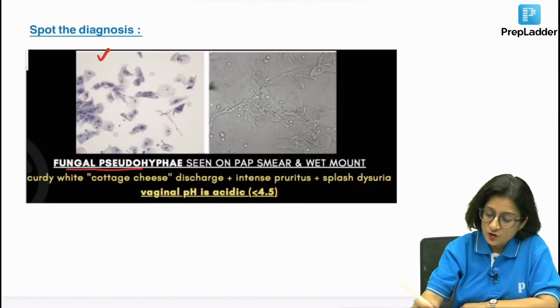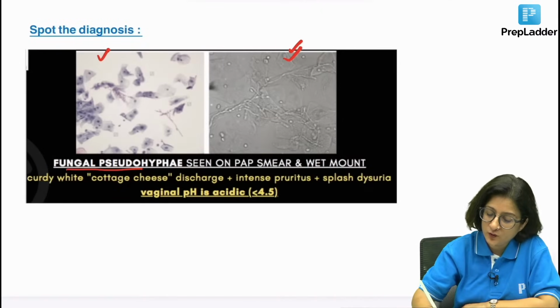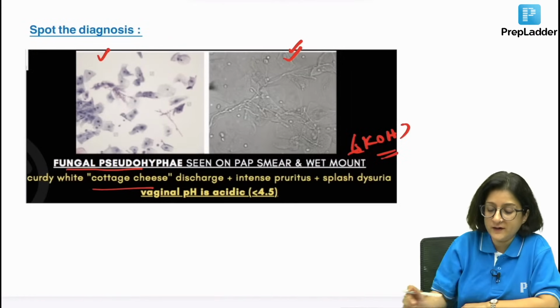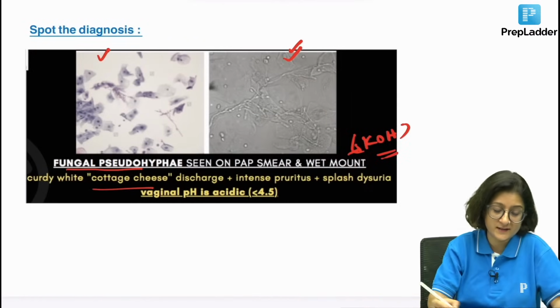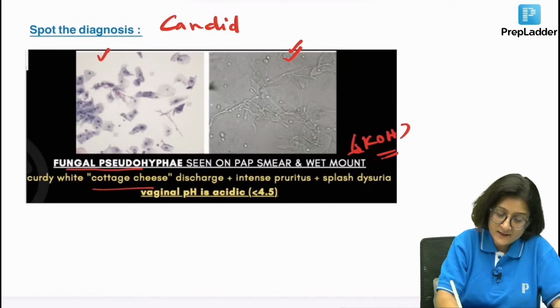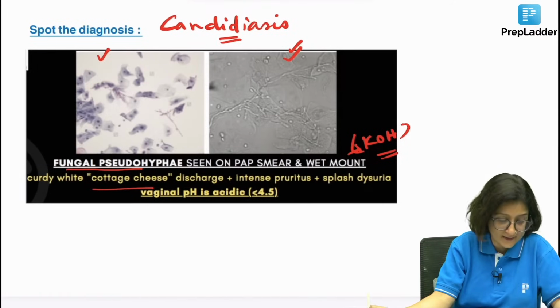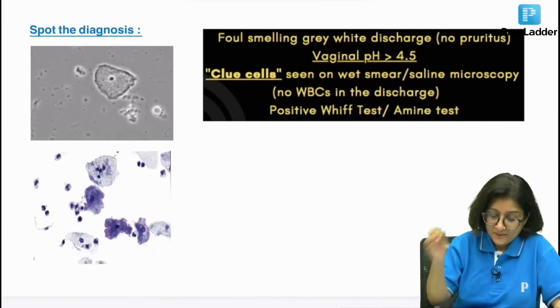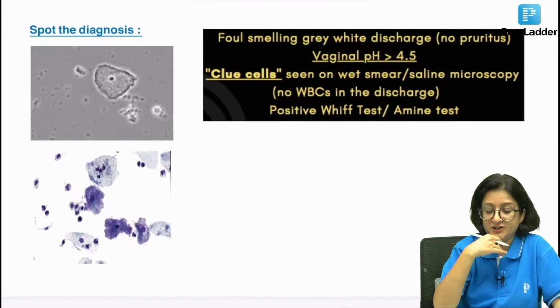Okay, so this is a wet mount. For fungal infections, we will use a KOH wet mount. Clinical profile can be given: cottage cheese discharge, intense pruritus, splash dysuria, vaginal pH is acidic. Very good. This is candidiasis. So spot diagnosis, candidiasis. Next, spot diagnosis: foul smelling, grey discharge, no pruritus, pH alkaline.